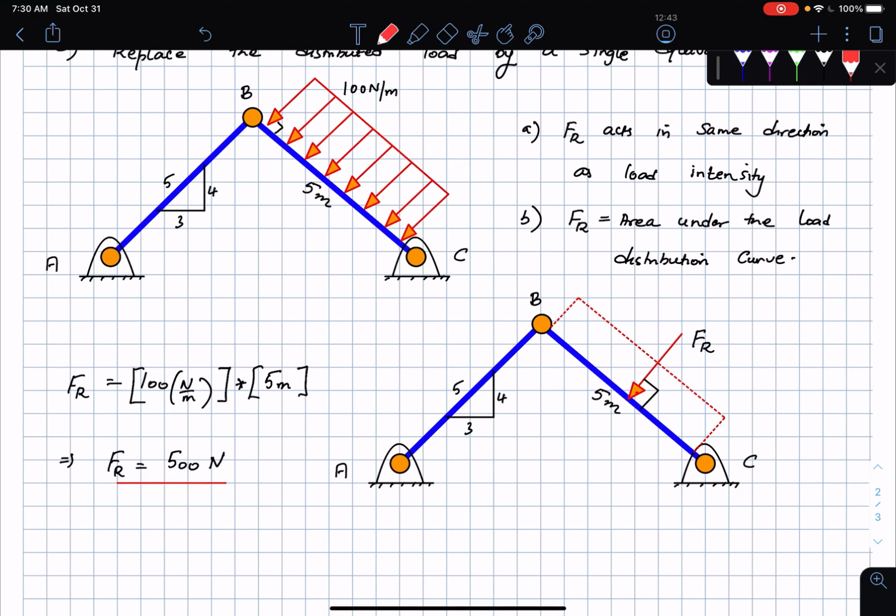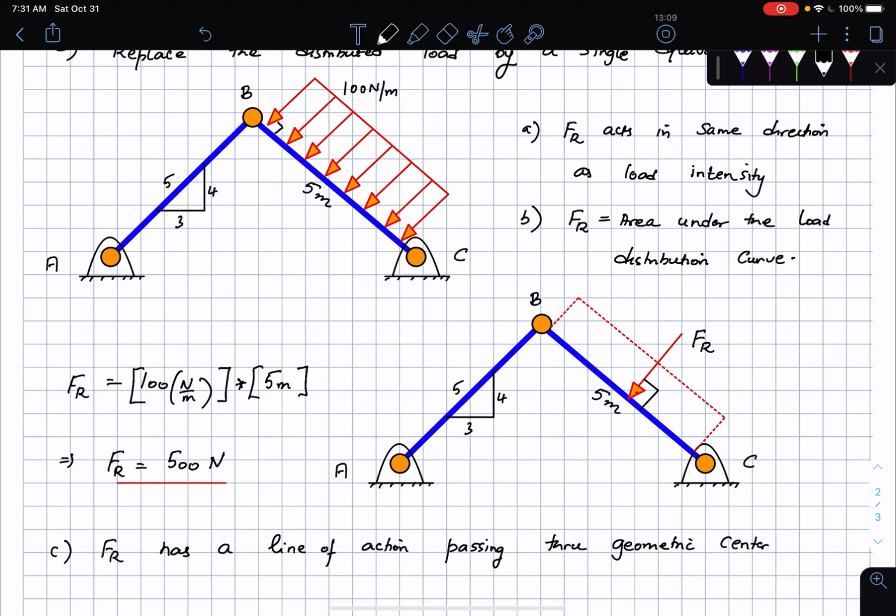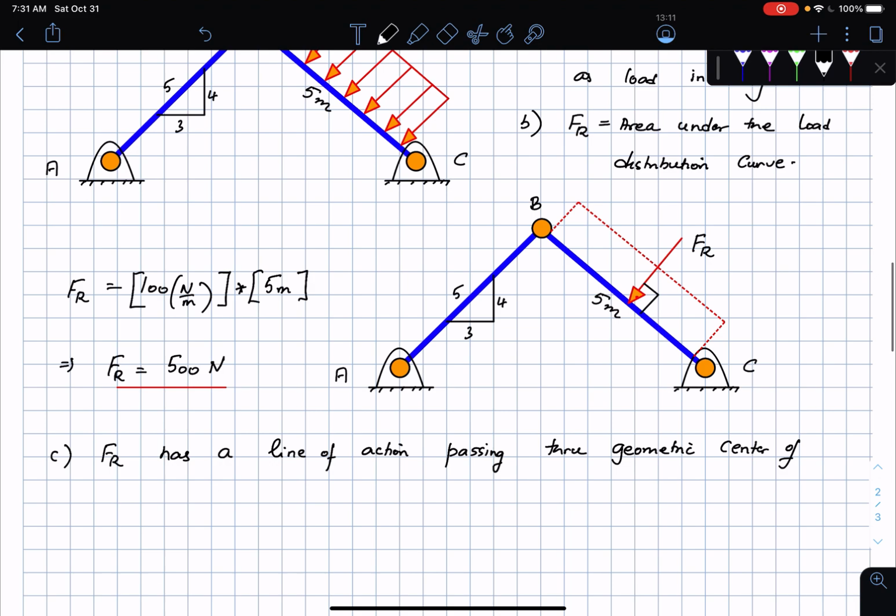All right. Then what is the distance at which it acts? It has a line of action passing through the center of the load distribution curve, right? So that's the third thing that I can write. Fr has a line of action passing through the geometric center of the load distribution curve.